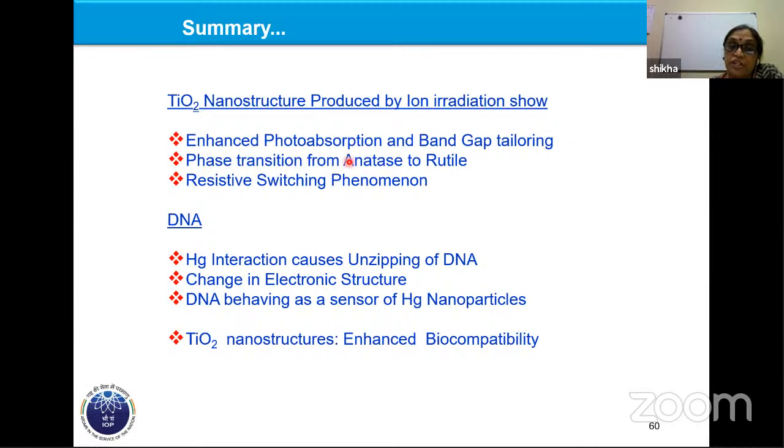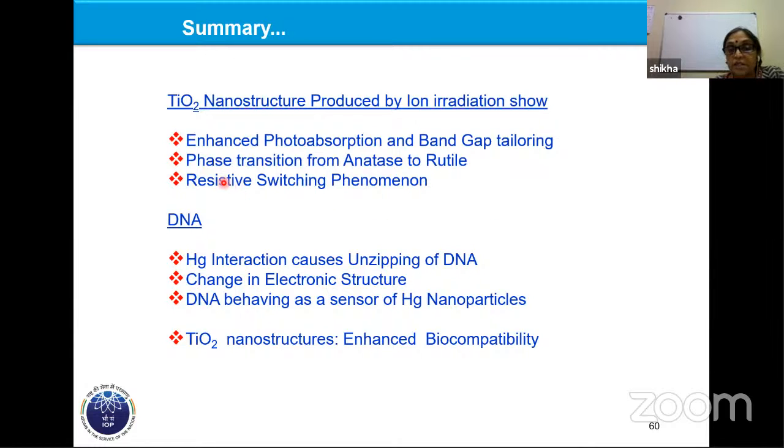And then we see phase transition from anatase to rutile. And what we see is that these anatase particles are nano sizes, but then their sizes decrease as the irradiation increases. And the size is decreasing because the bigger anatase nanostructures are combining to form rutile.